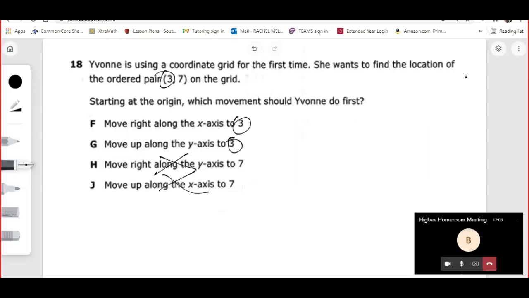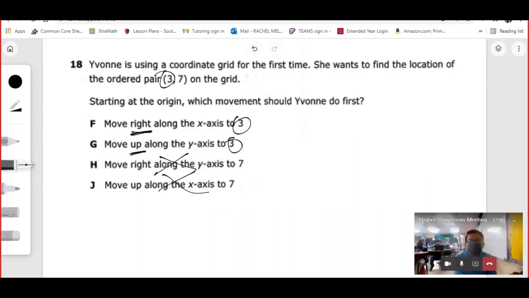Okay, so here's why this is important. We've got the words right and up, but we also have X and Y axis. Okay, so which one of those is correct? F or G? F.